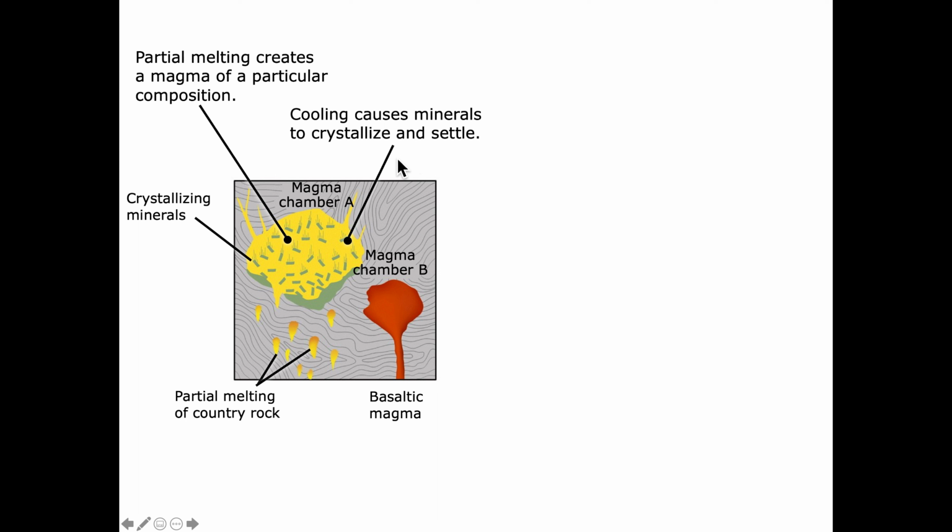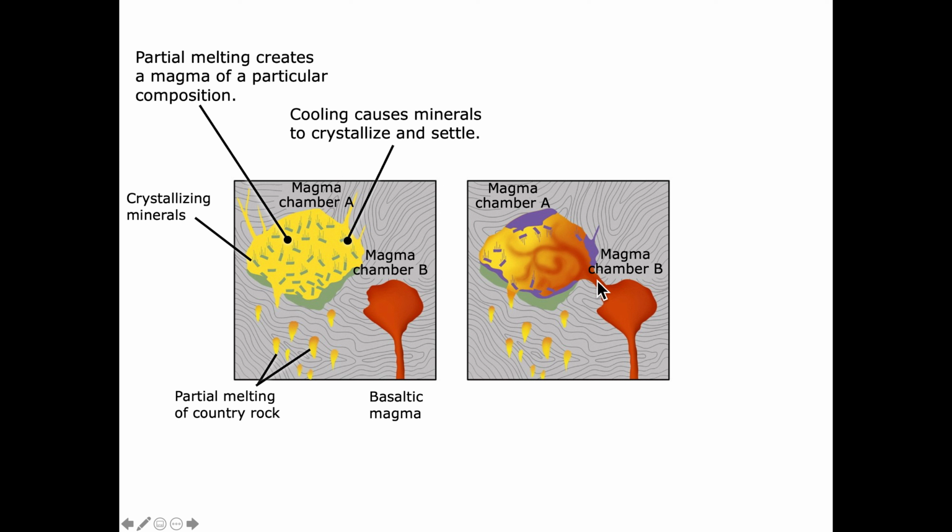Cooling is going to cause the minerals to crystallize and settle, as we talked about a minute ago. Maybe some plagioclase laths forming here, and then sinking to the bottom of the magma chamber where they're going to fuse to other plagioclase crystals. Magma chamber B breaches magma chamber A and introduces its chemistry into the mix. So if this is your sourdough starter, this is your additional feeder material.